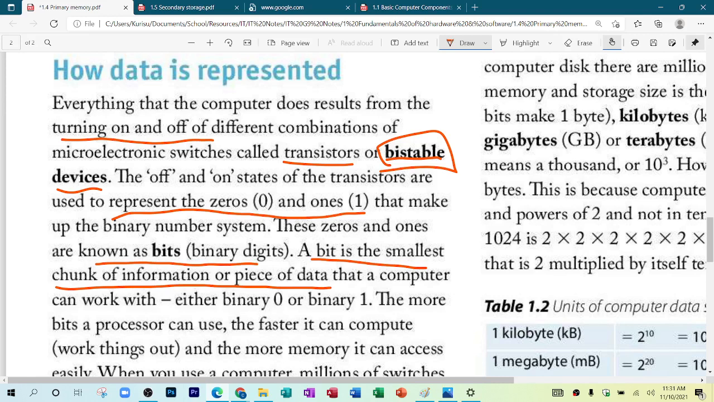Now, how do we represent that on and off? Well, we use the binary system, because the binary system is only 2 digits, a 0 and a 1. So we use the binary system to represent that on and off. So binary digits, we call that bits. You're going to hear this term a lot, bits. A bit is the smallest piece of data in the computer. As mentioned, a binary is either a 1 or a 0. So a bit is basically either a 1 or 0.